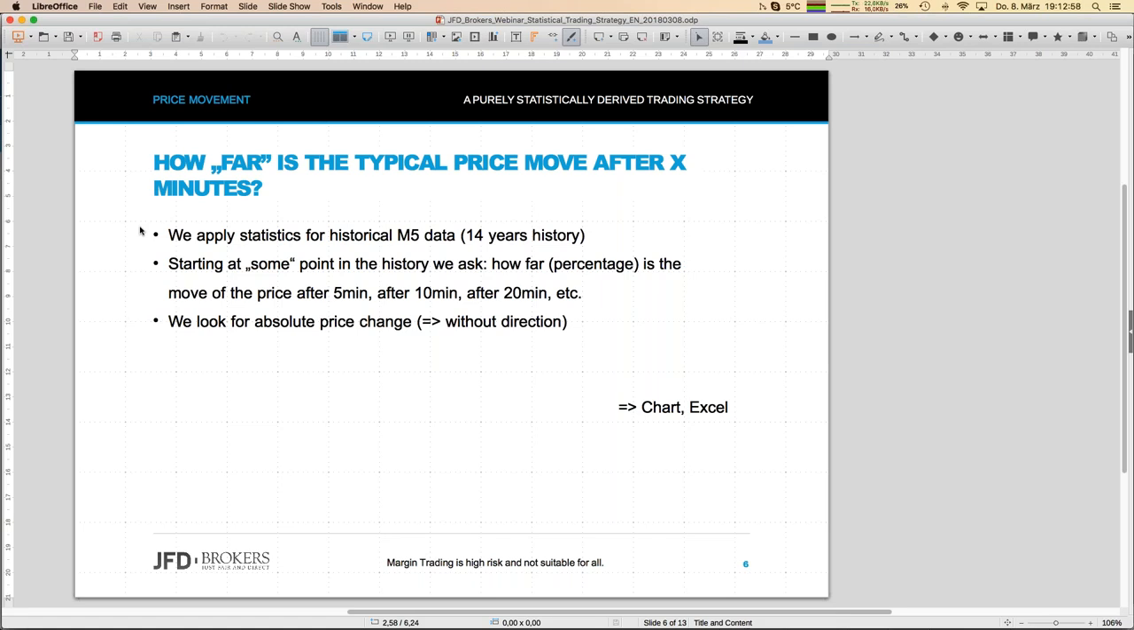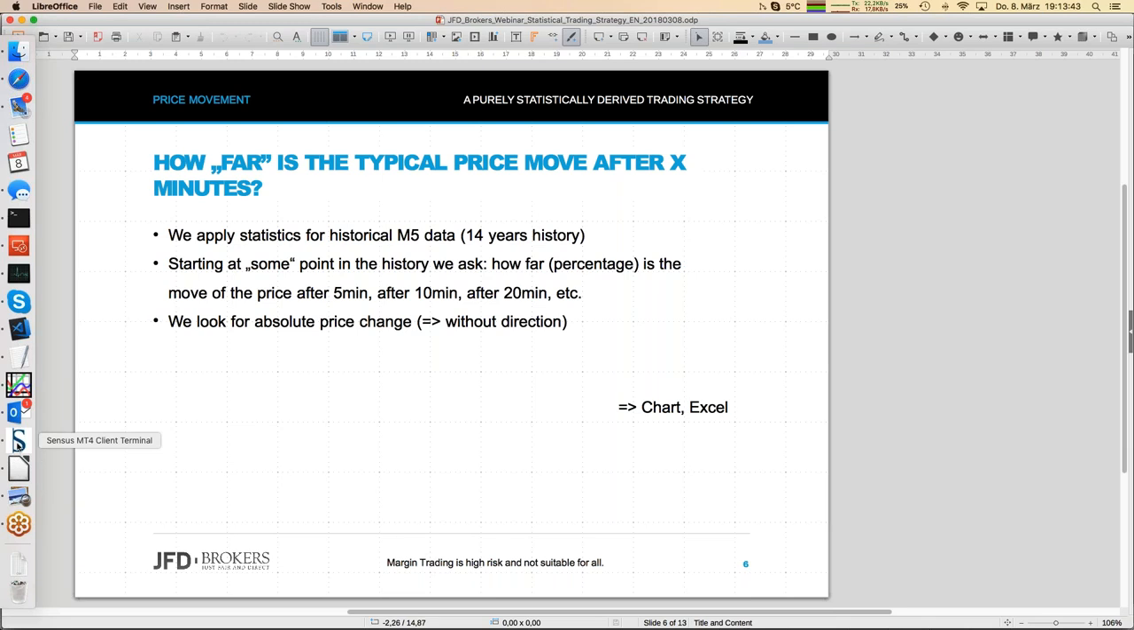And to tell you how I get those numbers, what I did is simply I downloaded historical data, M5 data, with a history of 14 years, so really a long history. In numbers, that means it's about 1 million candles. So it's a huge number, so that's real statistics. And now what we do here is simply that we go to some point in the history, and then we ask, how far is the price moving after 5 minutes, 10 minutes, 20 minutes? And we disregard the direction, so we take the absolute price change in percentage.